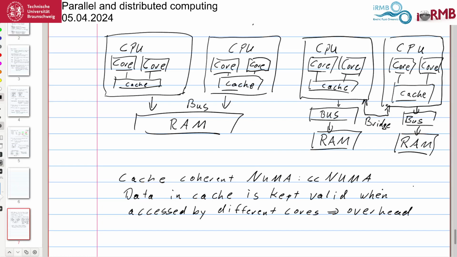Then there will also be non-coherent NUMA. This is something that's not taking care, so it's not safe to access variables that your neighbor may have changed. Non-coherent NUMA. Okay, so with this, I will continue next time because we have now 11:15.